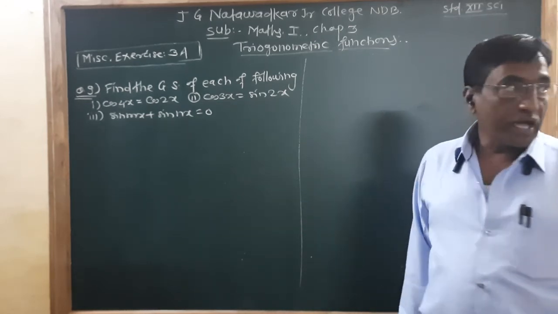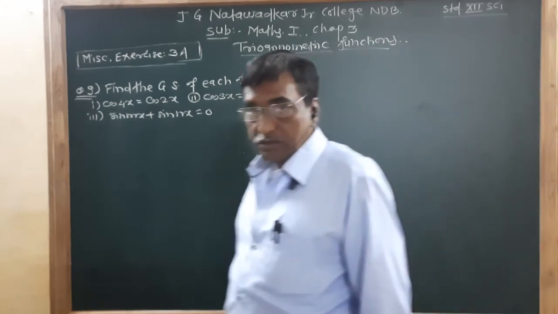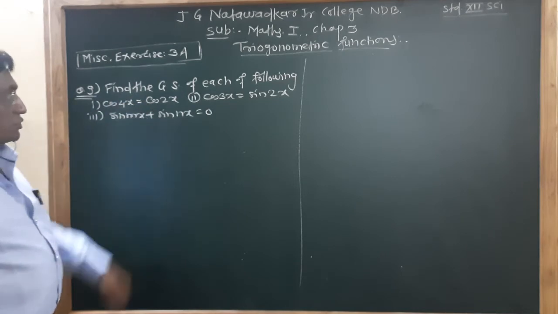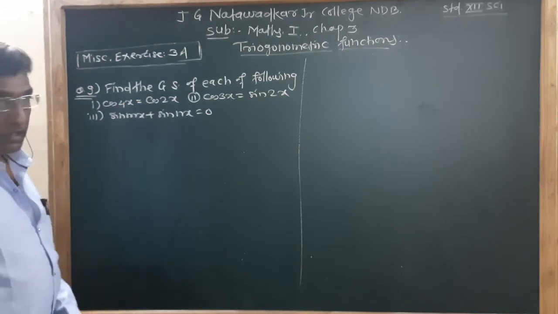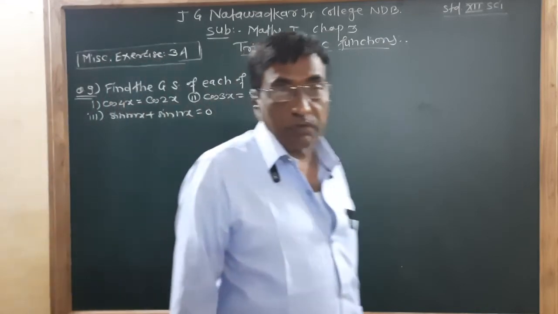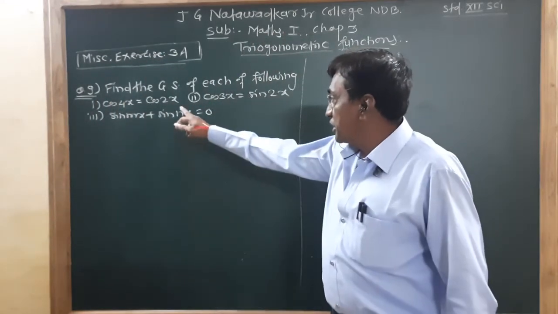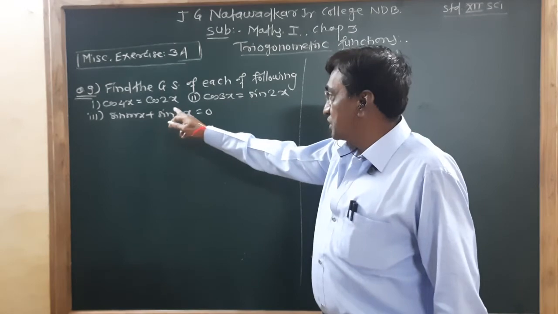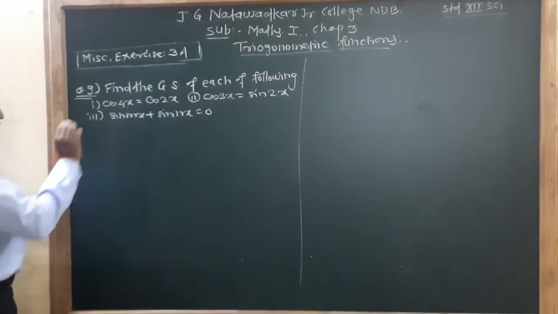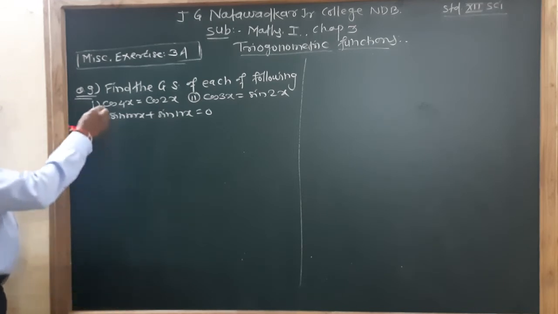It is similar to the general solutions. The question is: find the general solution of each of the following. You have to solve three trigonometric equations. We solve the first trigonometric equation, given cos 4x is equal to cos 2x. It has two methods. First of all, we see the simple method.